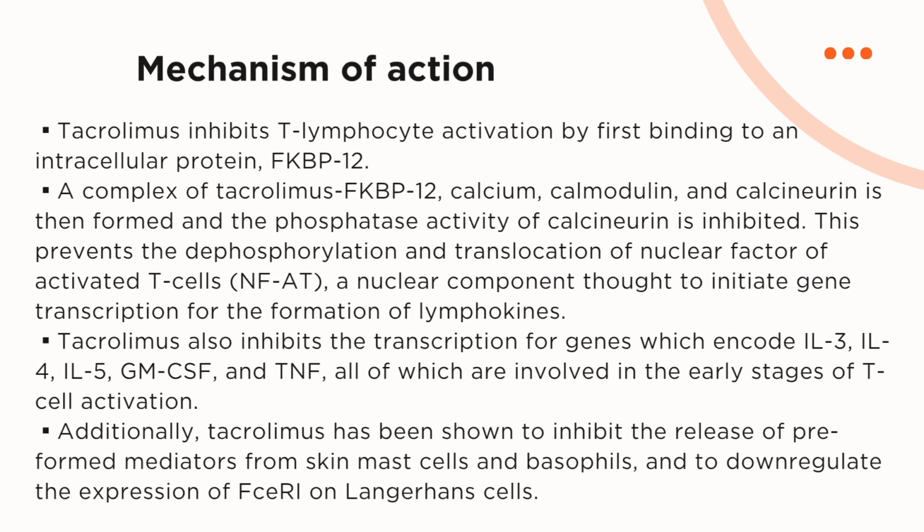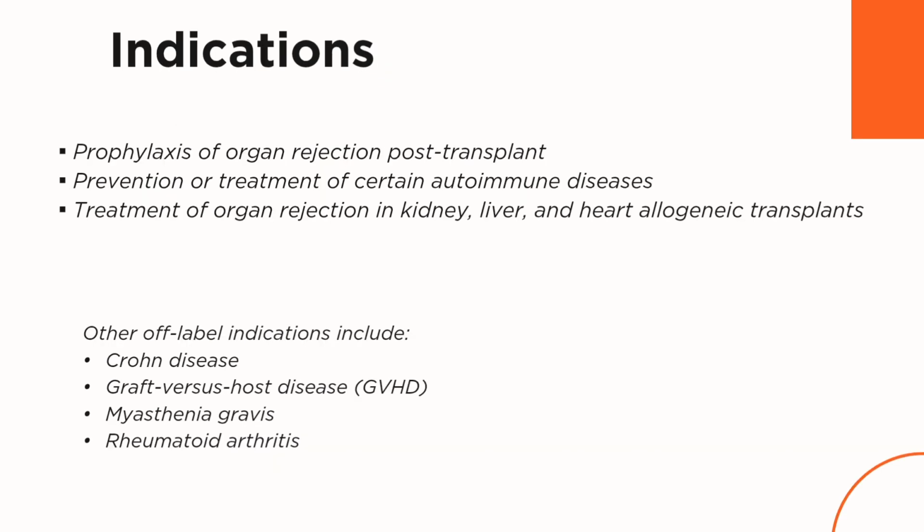This prevents the dephosphorylation and translocation of nuclear factor of activated T cells, a nuclear component thought to initiate gene transcription for the formation of lymphokines. Tacrolimus also inhibits the transcription for genes which encode IL-3, IL-4, IL-5, GM-CSF, and TNF, all of which are involved in the early stages of T-cell activation. Additionally, tacrolimus has been shown to inhibit the release of preformed mediators from skin mast cells and basophils.